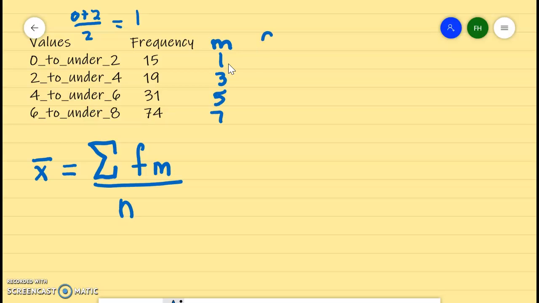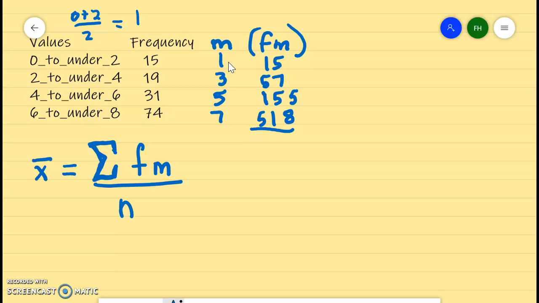So now we're going to take the frequency times the midpoint, because that's what the formula says. 15 times 1, 19 times 3, 31 times 5, and then 74 times 7. I believe I added those right. So this little symbol right here tells me to sum these. So we're going to do 15 plus 57 plus 155 plus 518, and our sum is 745.